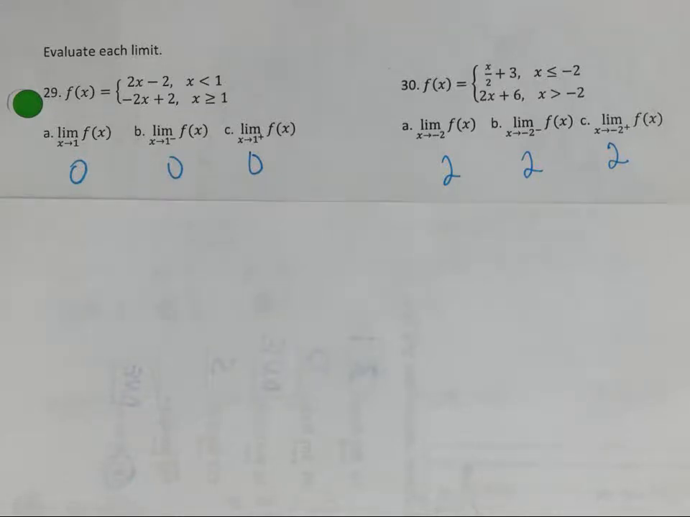Number 30. The limit as x approaches negative 2 from the right side. This represents the numbers to the right of negative 2, greater than. I plug negative 2 in. 2 times negative 2 is negative 4. Negative 4 plus 6 is 2. From the left, that represents the numbers to the left. Negative 2 divided by 2 is negative 1, plus 3 is 2. Did I get the same value? So my two-sided is what? 2.